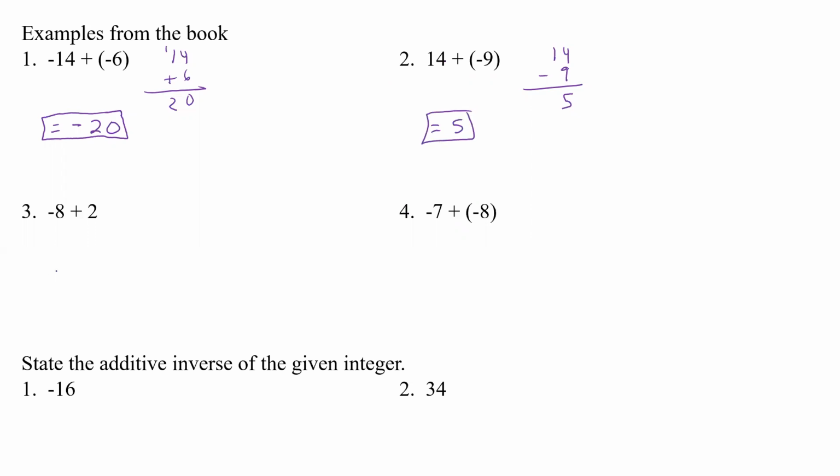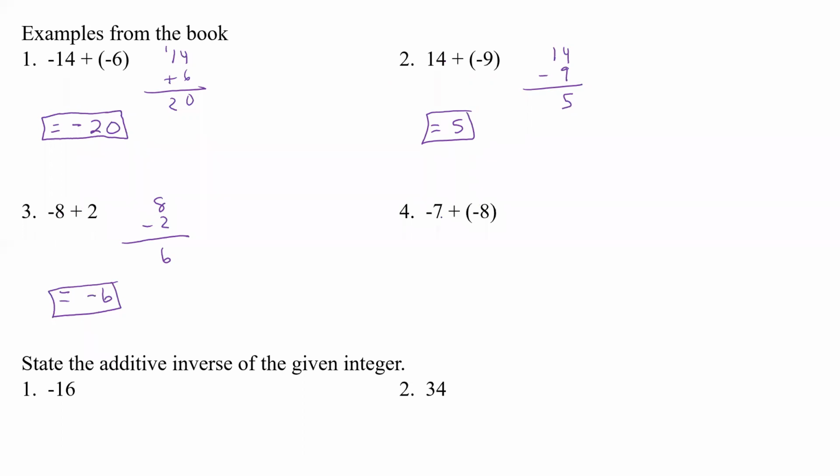All right, so here we have a negative 8 plus 2. Again, the larger one is going to be the 8. Subtract off the 2 because they're opposite. 8 minus 2 is 6. And the larger one has a negative on it, so that's actually a negative 6.